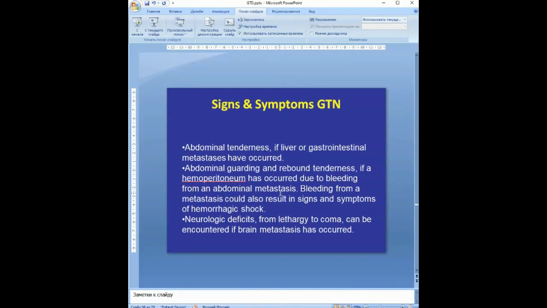Abdominal guarding and rebound tenderness, if a hemoperitoneum has occurred due to bleeding from an abdominal metastasis. Bleeding from a metastasis could also result in signs and symptoms of hemorrhagic shock. Neurologic deficits from lethargy to coma can be encountered if brain metastasis has occurred.